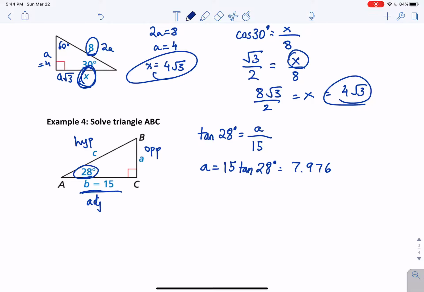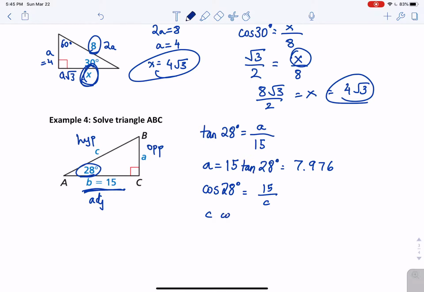Next thing to do is find the hypotenuse. So to relate adjacent and hypotenuse, that's the cosine. So do cosine of 28 degrees. And that's going to be adjacent over hypotenuse. In this case, I multiply by c on both sides. And then divide by cosine to get c by itself. And I type this in, so this would be 15 divided by the cosine of 28 degrees. And that gives you 16.989.